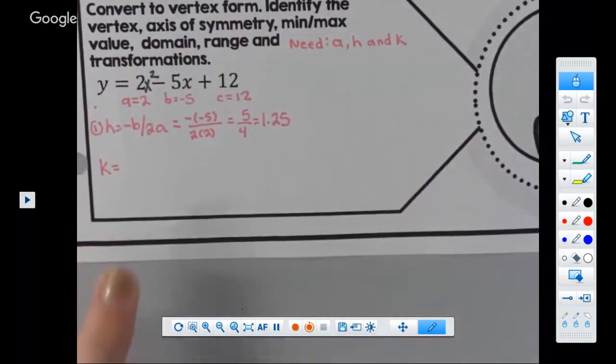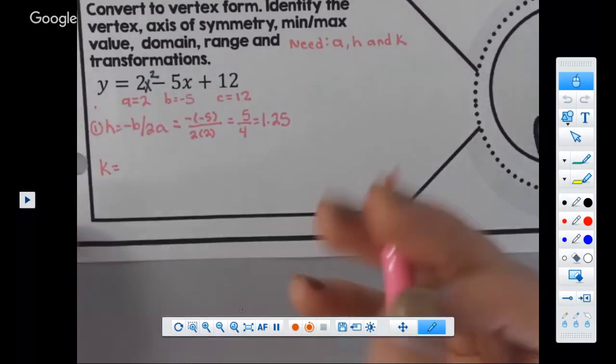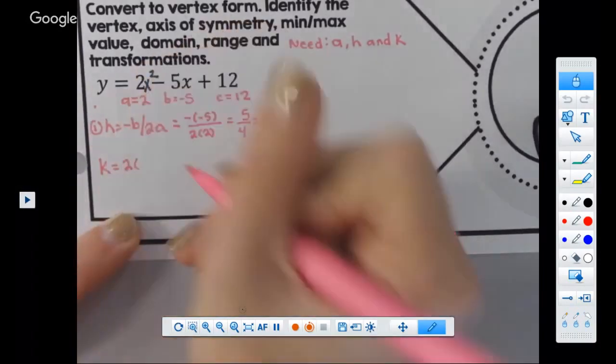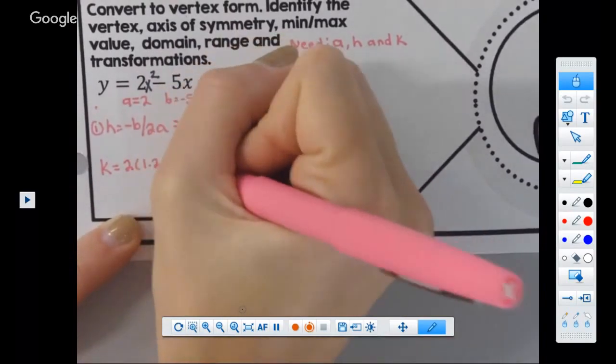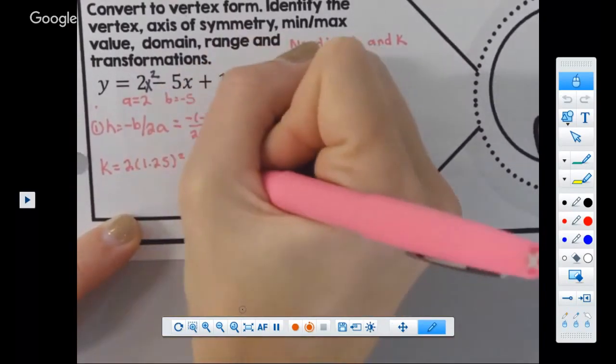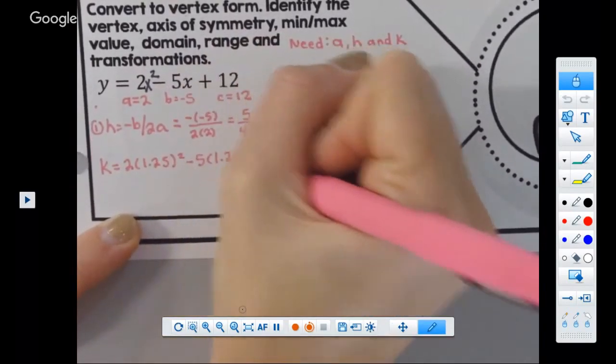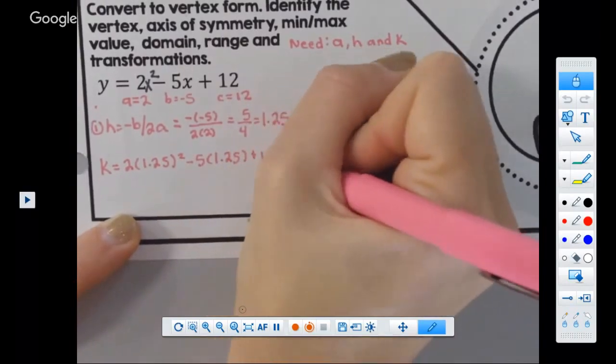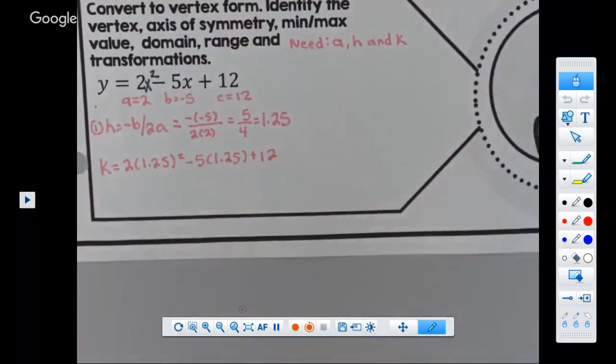We're going to plug it back in. This is what I want y'all to practice. I want to make sure y'all can get these answers in your calculator because you will sometimes get decimals. So we have 2 parentheses, right? 1.25 minus 5 times 1.25 plus 12. So I think we talked about this.